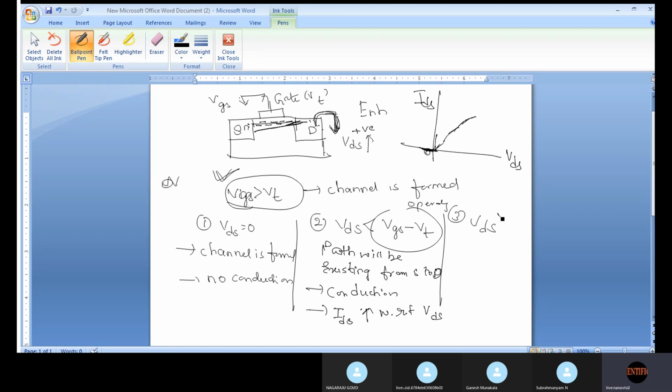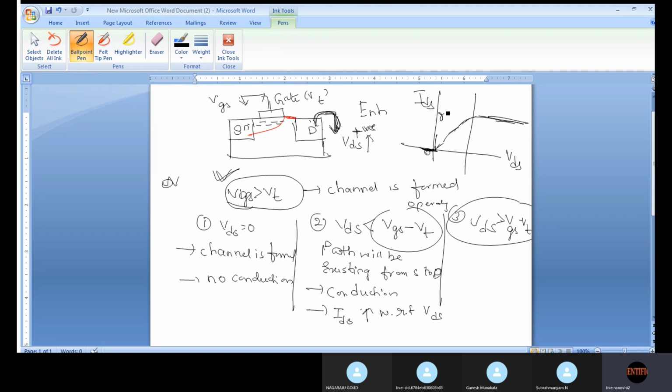And the last condition, VDS greater than VGS minus VT. Okay, this is the third condition. In the third condition, as the positive voltage at the drain side becomes more and more, the channel will be pinched off at the drain end. As the channel is pinched off at the drain end, the current will become constant here.